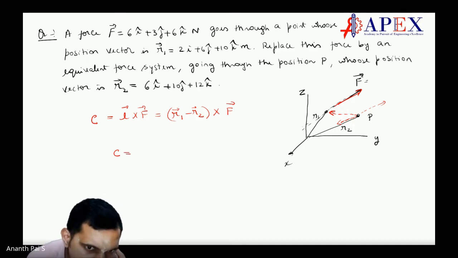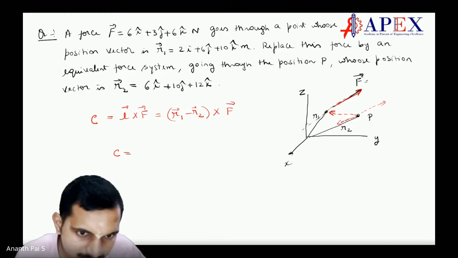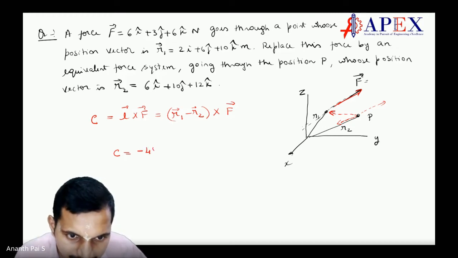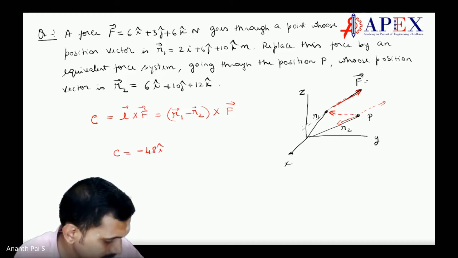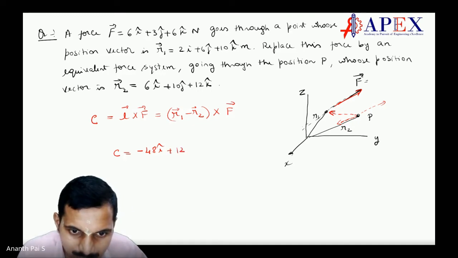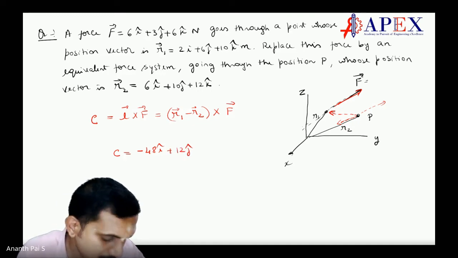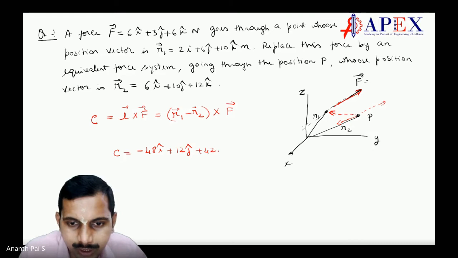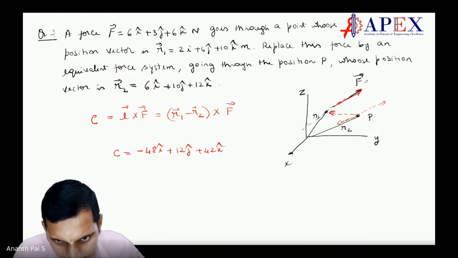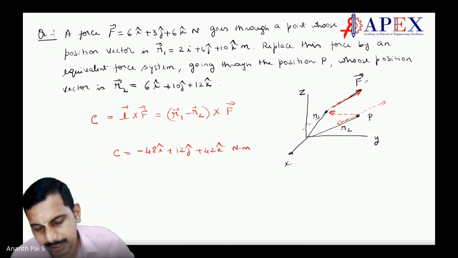Very, very easy question. See whether you get this as minus 48I plus 12J plus 42K Newton meter. See whether you get that, students.